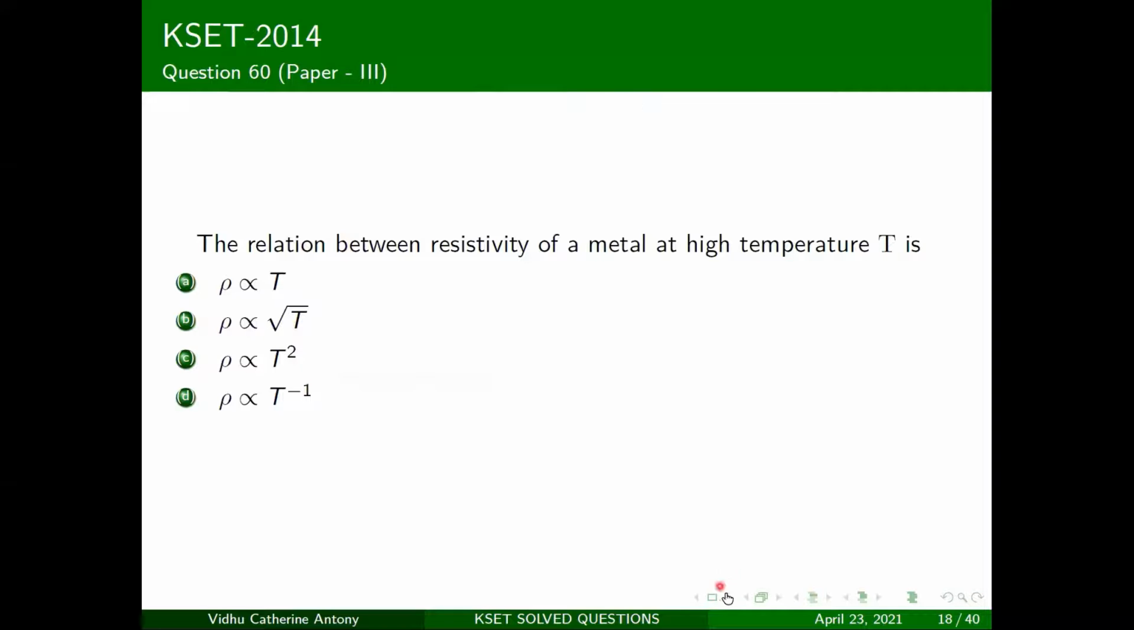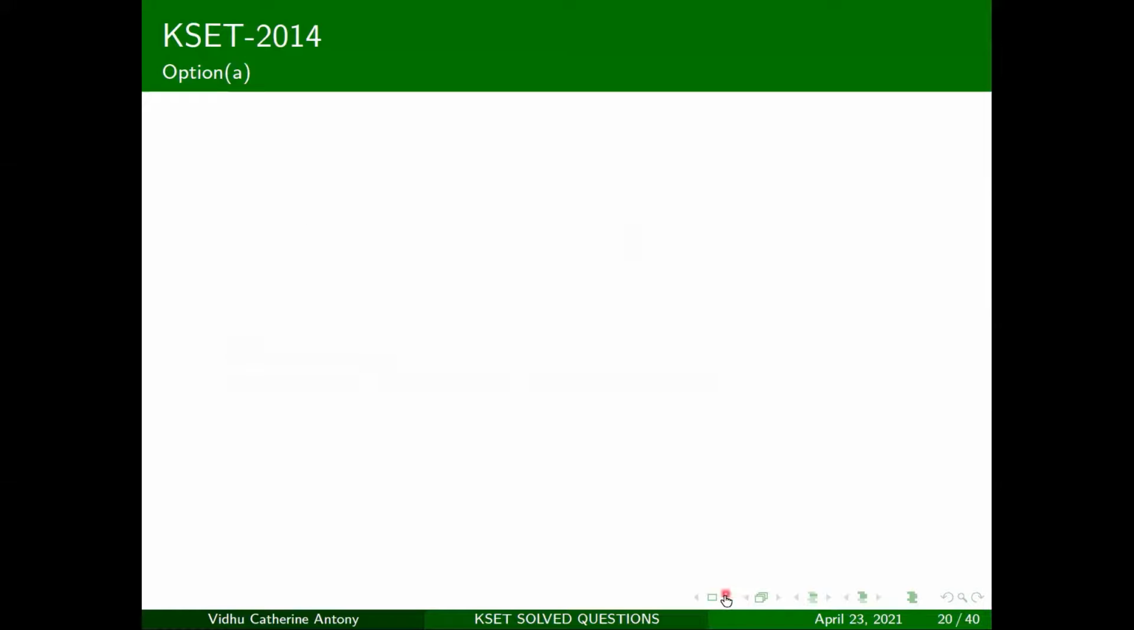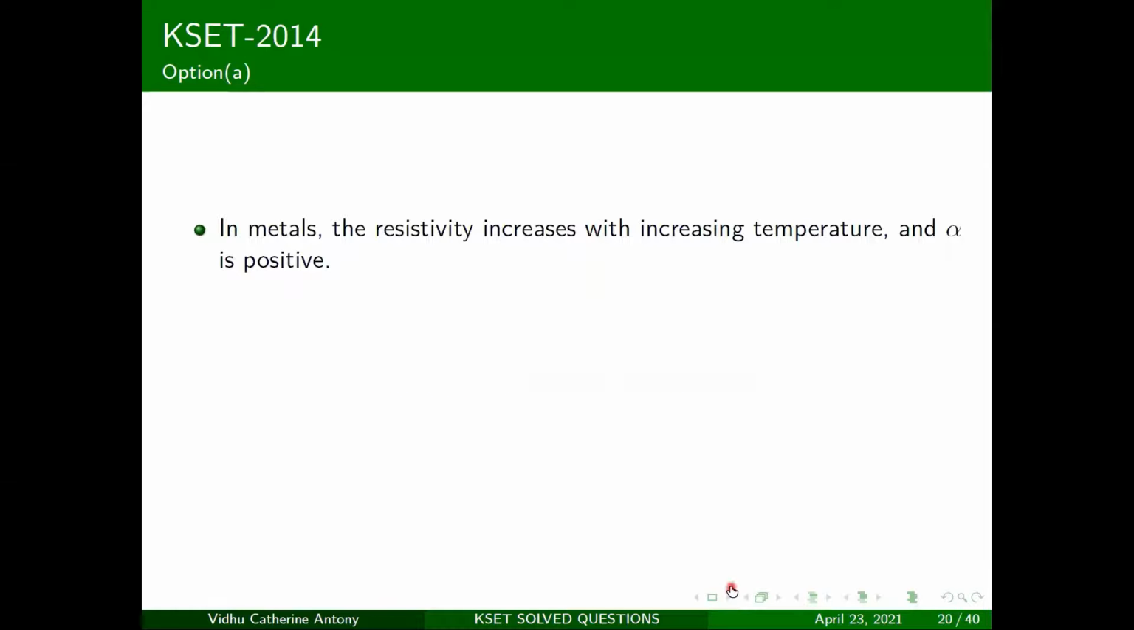So let's look into some of the things that are there. The resistivity of a material depends upon the temperature. The relation between the temperature and the resistivity is given by rho = rho naught (1 + alpha (T - T naught)), where rho and rho naught are the resistivities at temperatures T and T naught, and alpha is the temperature coefficient of resistivity. So therefore rho is proportional to the temperature. Fine. But let's look at the different cases that there are.